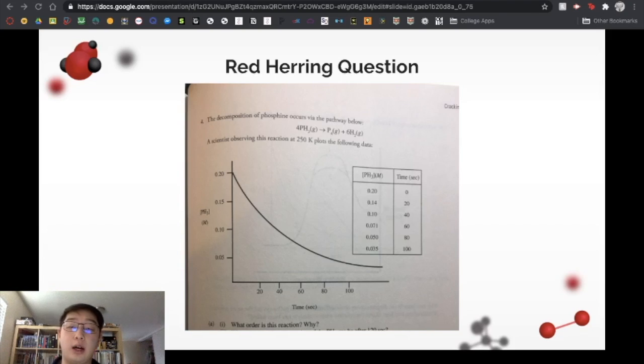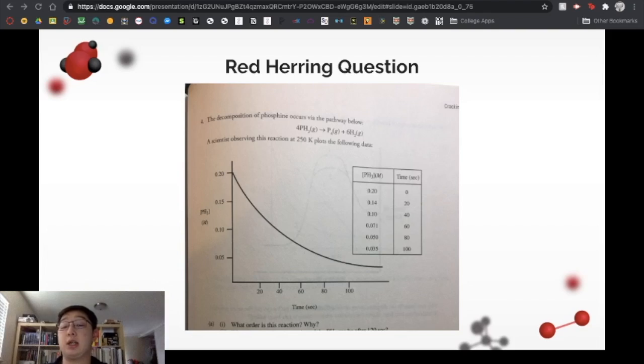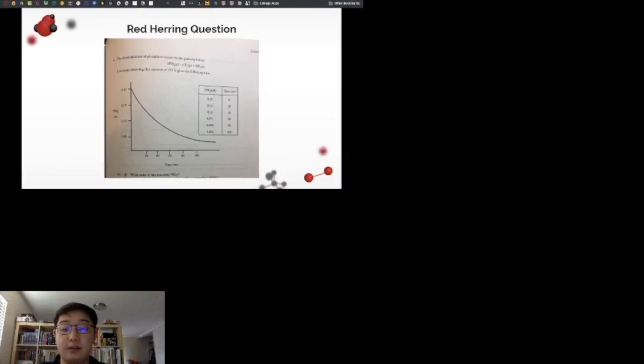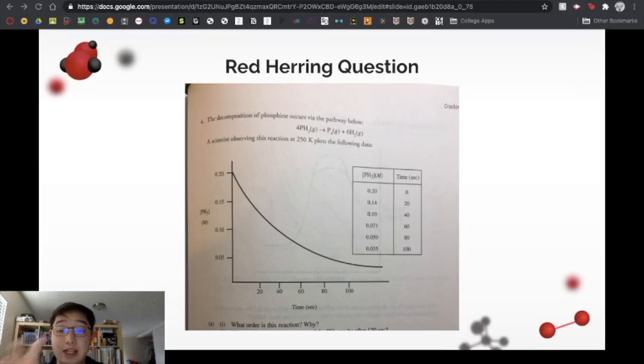And if you remember back to the last lecture, when you have a table like this, and the reactant concentration decreases by half at some given point in time, you know that it has to be a first order reaction. But at the top, it states that it occurs via the pathway below. A valid reading of this question would actually be to assume that the given reaction is elementary, in which case the answer would be rate is equal to k times the concentration of phosphine to the power of 4. But that is not actually the case, and you have to remember that if you're given data, the data is the most important part. And you always go off the data.